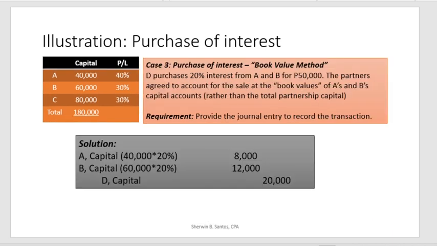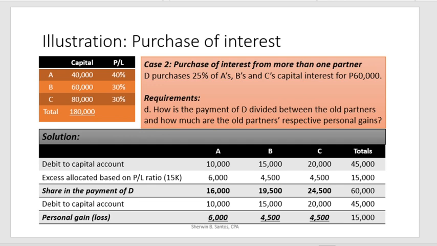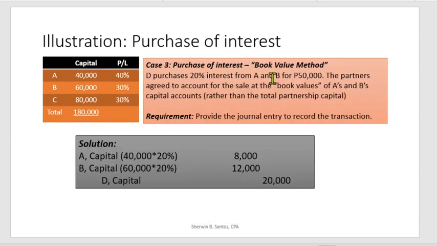Okay, let's look at case 3. Provide the journal entry to record the transaction. So, this is a purchase of interest but with the book value method. Okay, let's look at case number 3. D purchases 20% interest from A and B for 50,000. The partners agreed to account for the sale at the book values of A's and B's capital accounts rather than the total partnership capital. So, based on this case number 3, there is an agreement between the partners.